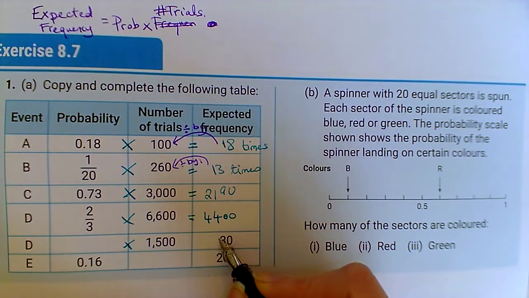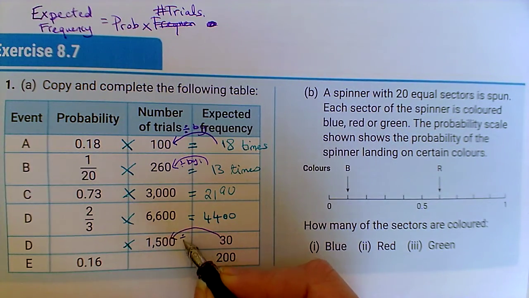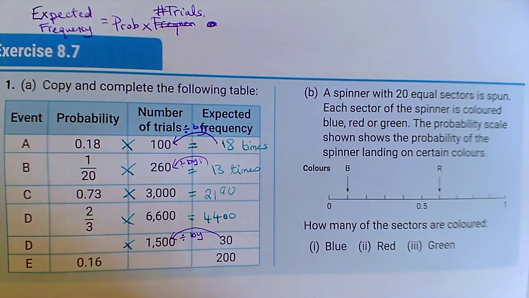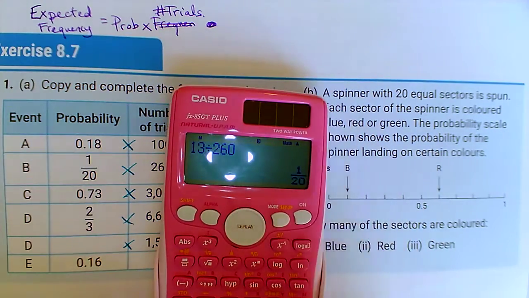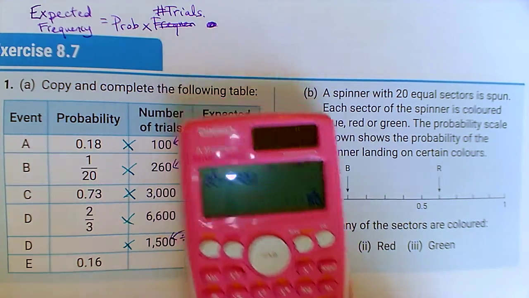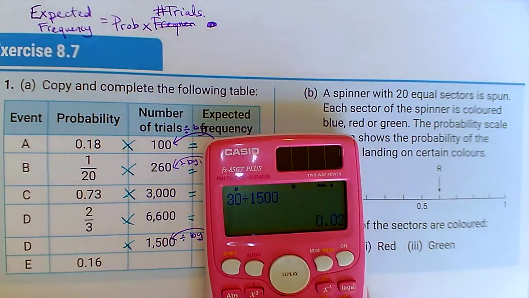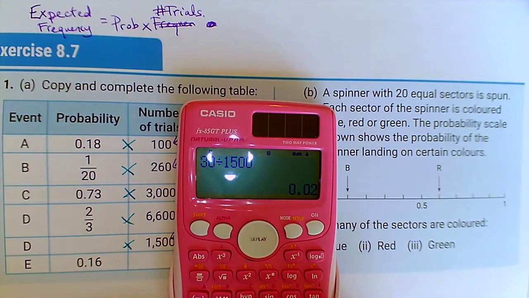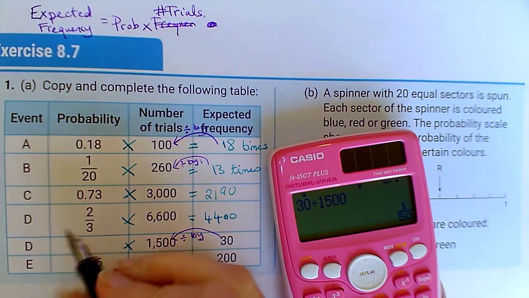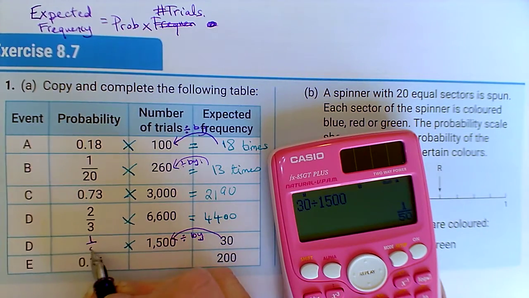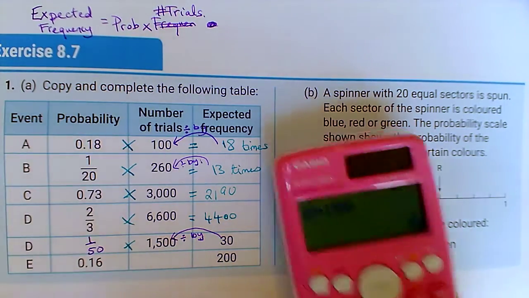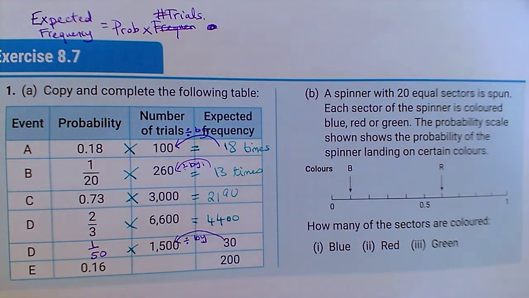So for this one, 30 divided by 1500 gives me 1/50th. Now, I can write that as a decimal, or I can write it as a percentage, 0.02 or 2% or 1/50. We might as well just leave it as a fraction, 1/50. Okay, but now this one.